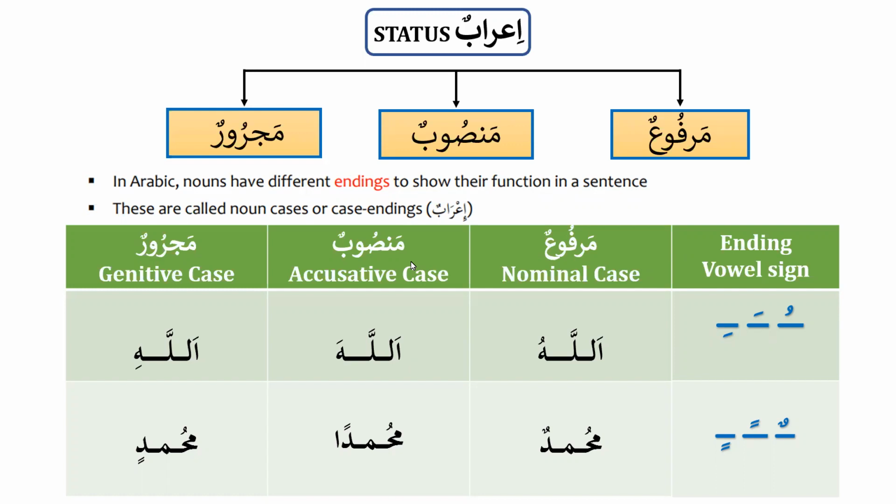Book 1, lesson number 4. And we have a bit of introduction to I'rab, which is called status. If you remember, at the beginning of this course we discussed the 4 properties of the noun, and we know that I'rab is the most important property of the noun. Let's revise the lesson in basic grammatical concepts, lesson number 5.